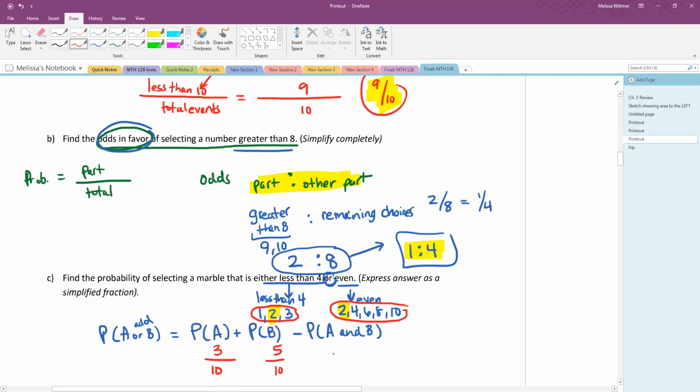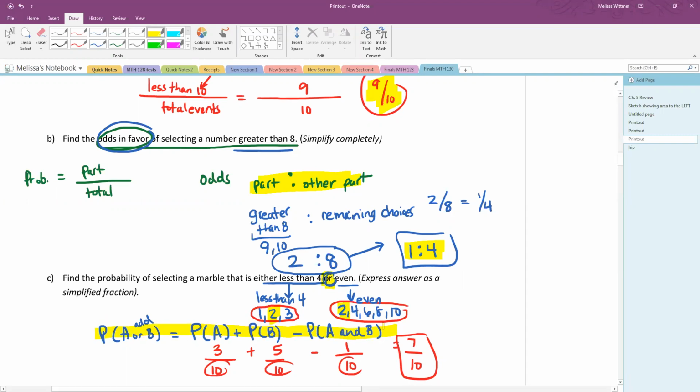How many ways can I get an even number? 5 ways out of 10 total. But I counted the number 2 in both of these. So I have to subtract one value that was counted twice. So 3 plus 5 is 8. 8 minus 1 is 7 out of 10. And notice the denominator is 10 because that's the total marbles that we have to pick from. So every time we see the word or, we want to write out the or rule and then plug in your totals that go with that.